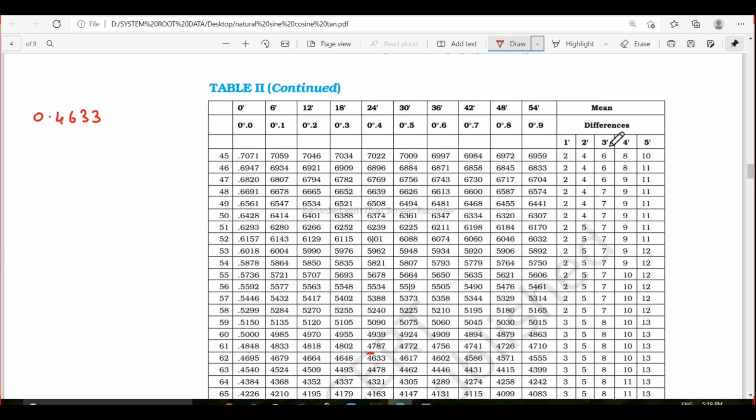Now 24, the difference is again of 3. So let's go to mean difference 3, and let's go down, and what we have is 8, right? So what we'll do is we'll add.